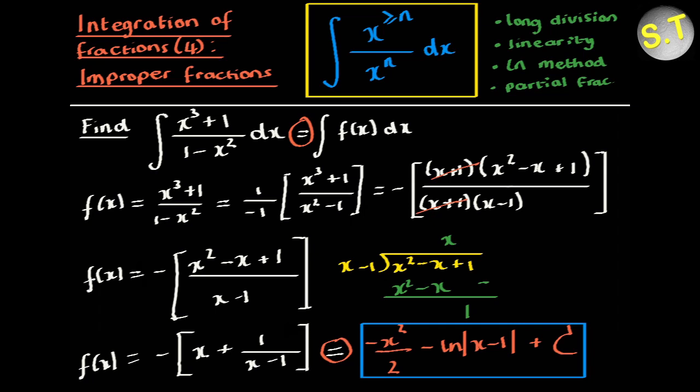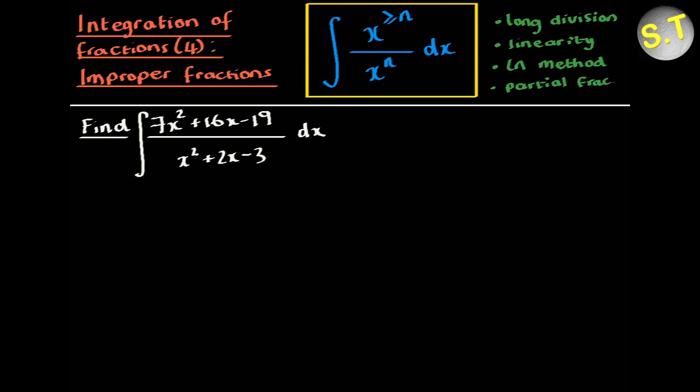So now let's look at an even more difficult example. In this final example, we're asked to integrate, or find the antiderivative of, 7x squared plus 16x minus 19 divided by x squared plus 2x minus 3 with respect to x. If at this point in the video you'd like to pause and try this yourself, please feel free to do so. However, if you don't, I definitely wouldn't blame you. So let's assume you've paused the video and had a go yourself, and now let's go through this together.